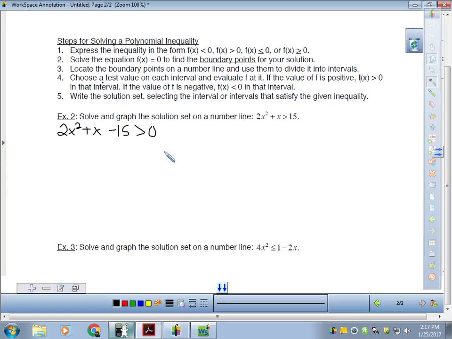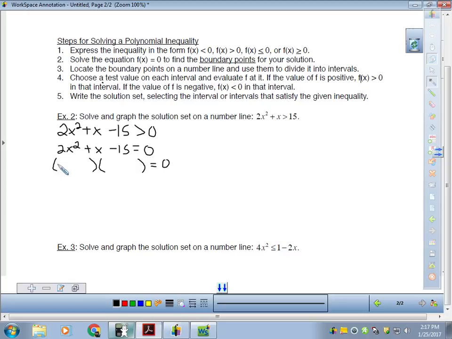That's the first step. The second step we're going to do is replace the inequality with an equal sign. So we're going to say 2x squared plus x minus 15 equals 0. And then we want to solve that equation. Now, you can solve that equation any number of ways. I'm just going to do it with factoring. But you could do it with the quadratic formula, if you like.